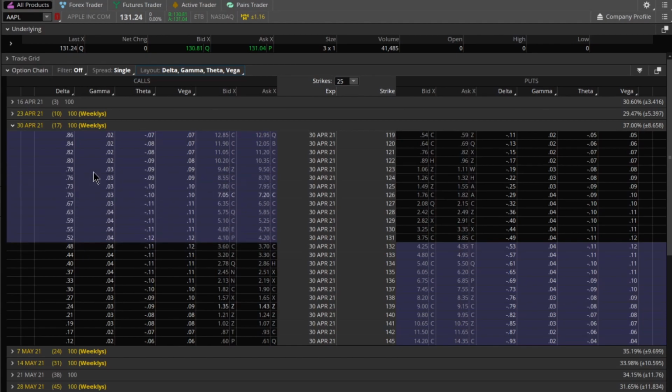A deep in the money option has a high probability of closing in the money, so a $1 change in the stock price will not affect it as much. You can see options that are deeply in the money or deeply out of the money have the lowest gamma.